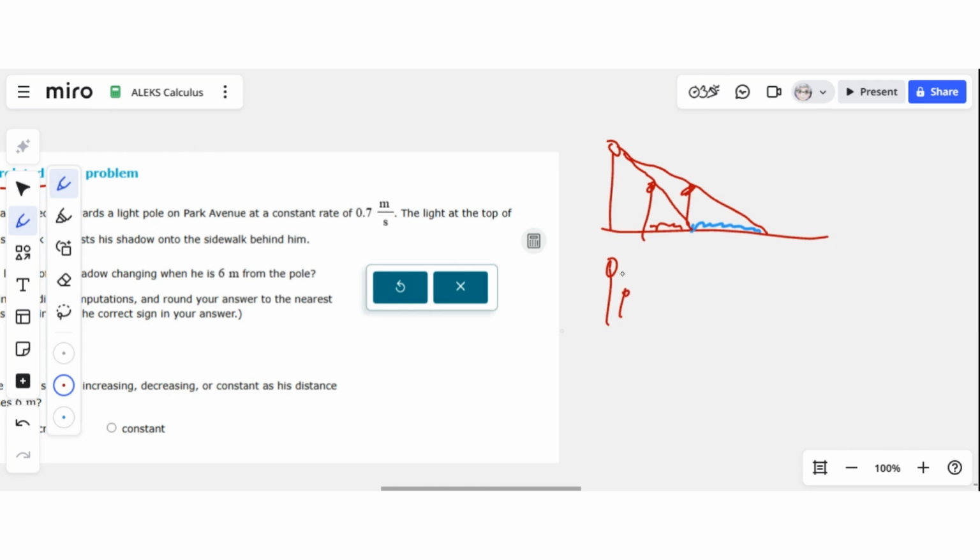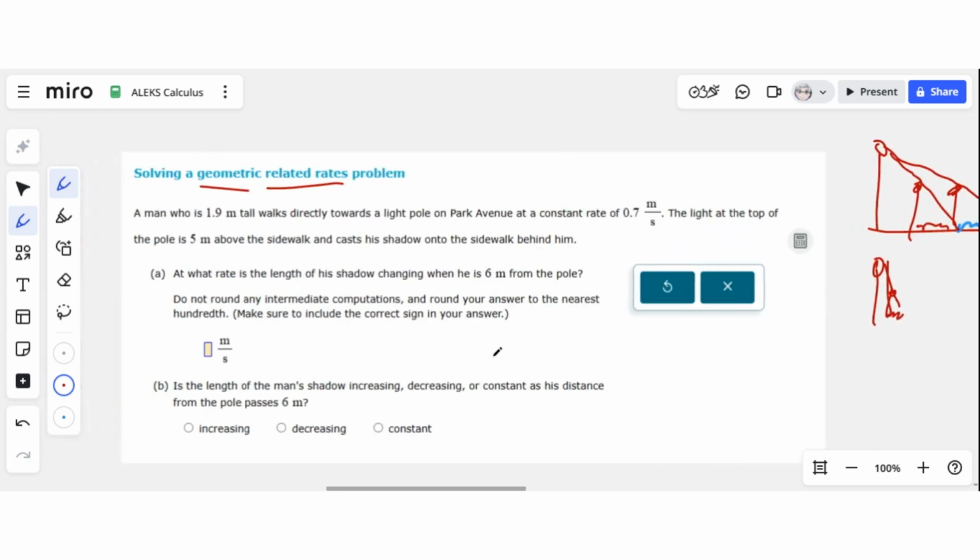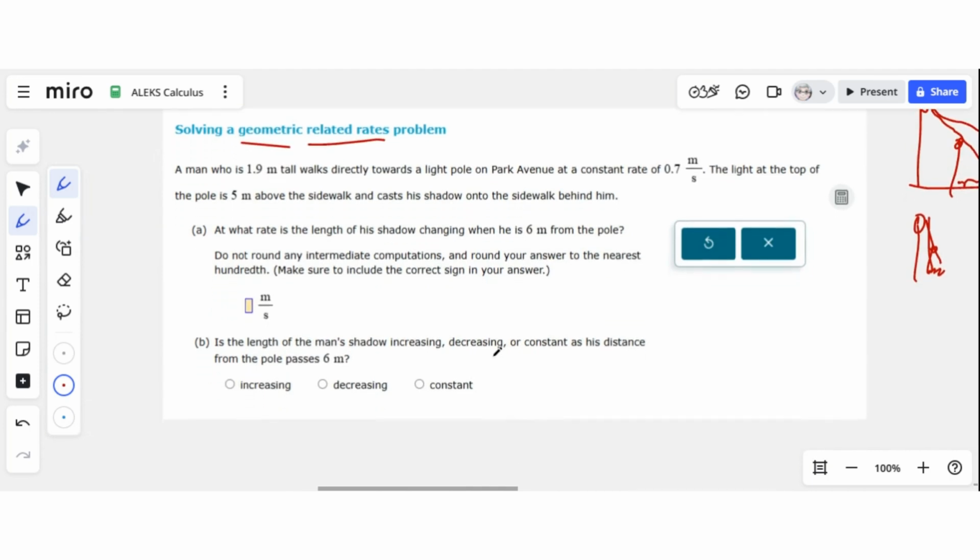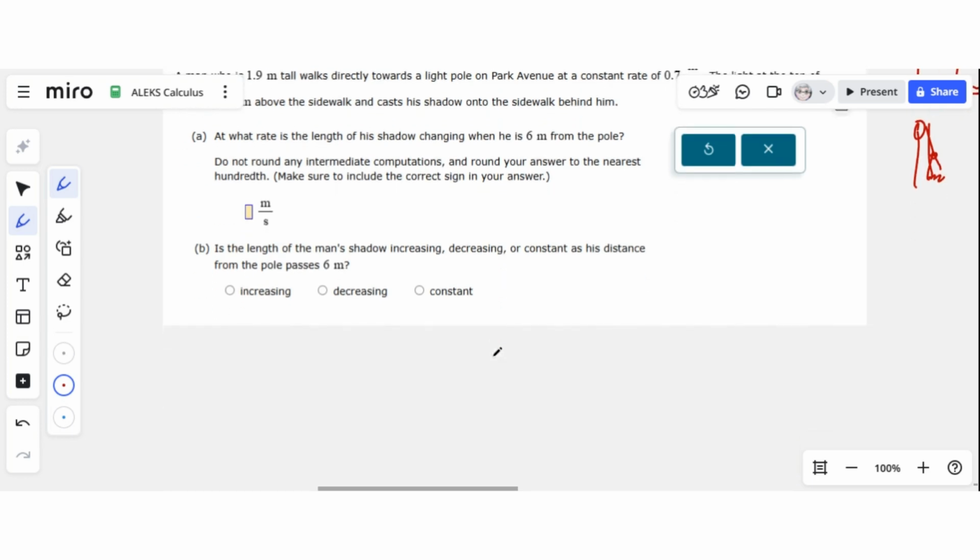If you were right next to the pole, it'd be a very steep angle and there'd be just a tiny little shadow. I mean, try it yourself. Go out and find a street light at night and see what happens to your shadow as you walk toward it. All right, so now that we've got that understanding, let's go ahead and make a good diagram with all the numbers filled in and see if we can make any sense of this.